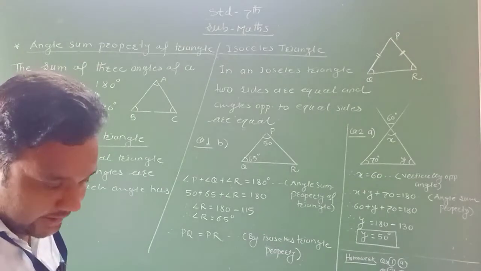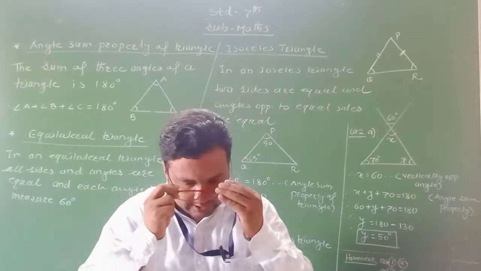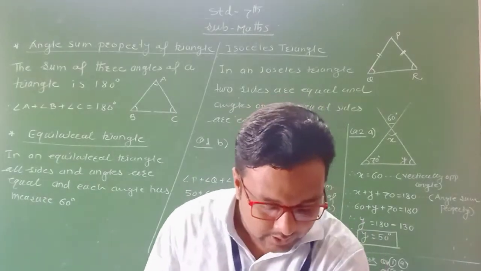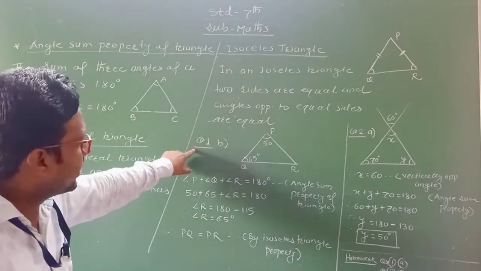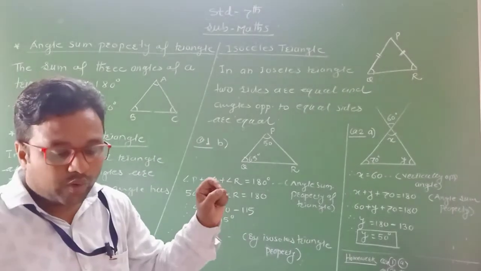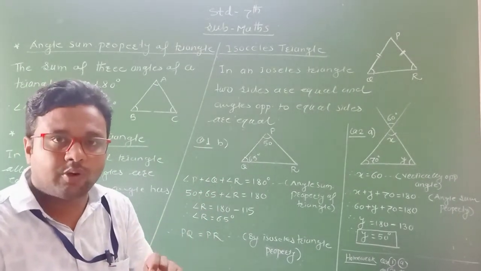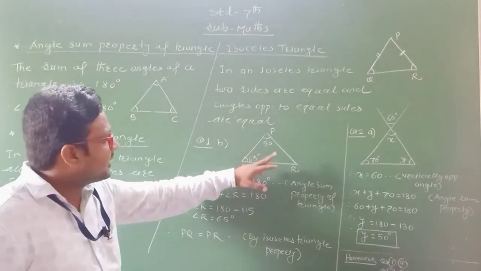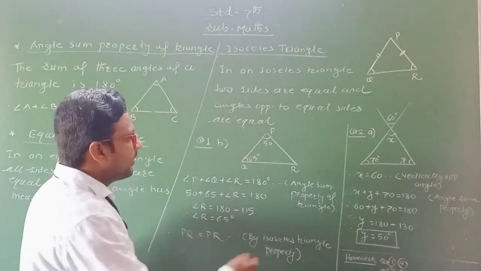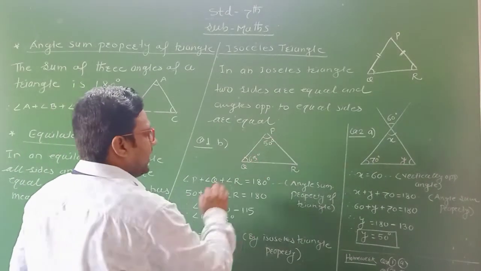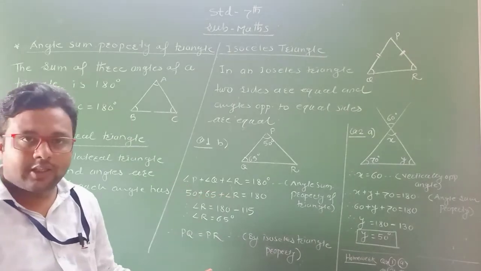Now the first question is given: which two sides of the given triangles are equal? Here I take example B of question number 1. Here we have to find out two sides of the given triangle which are equal. The figure is given, triangle PQR in which angle P is 50 degrees, angle Q is 65 degrees. Then which two sides of the triangle are equal here?